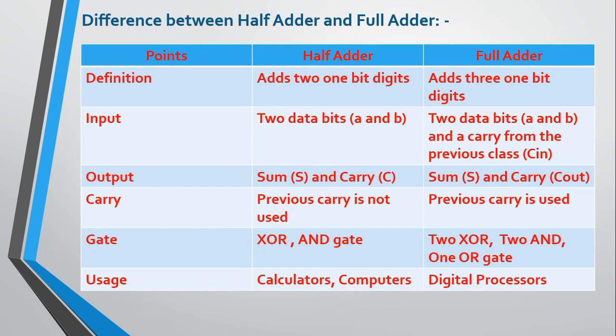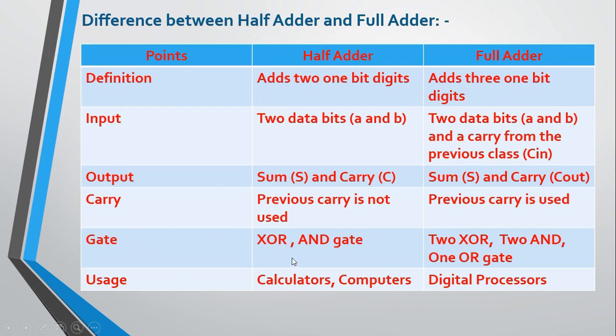So this is more than enough for today's session. This is the difference between half adder and full adder. First of all, half adder is a combination of 2 input variables and full adder is a combination of 3 input variables. Inputs can be represented by A and B or X or Y. Output is referred to as sum and carry. Carry is not used previously in a half adder, but the previous carry is used in a full adder.